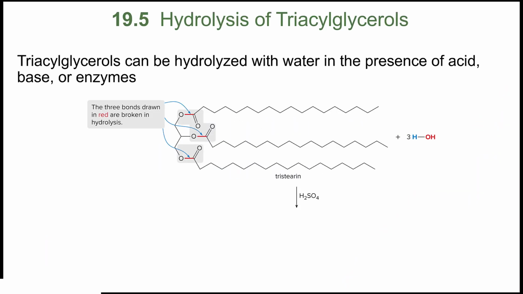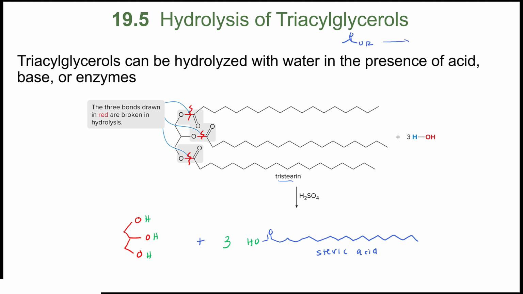Triacylglycerols, just like esters, can be hydrolyzed with water in the presence of acid, base, or enzymes. In this process, we find our ester linkages and just cleave those and put water in its place instead. So the product of this reaction is our glycerol. And we'll get our 3 R groups, and they're all the same because we have tristearin here. So that's our product of hydrolysis, just like when we hydrolyze esters. We found our bond, inserted water in its place, and then we got the alcohol as a side product.